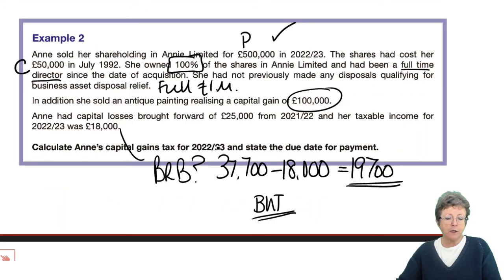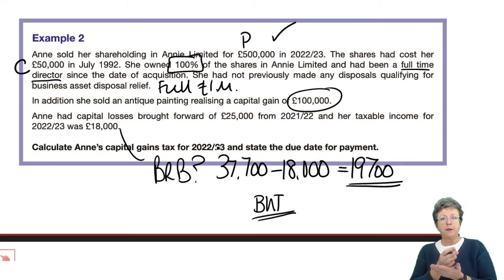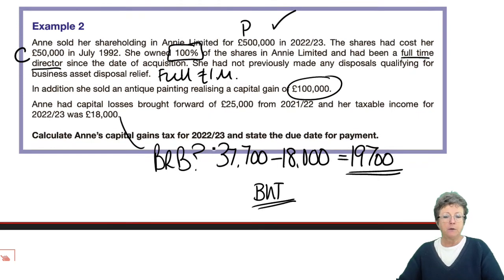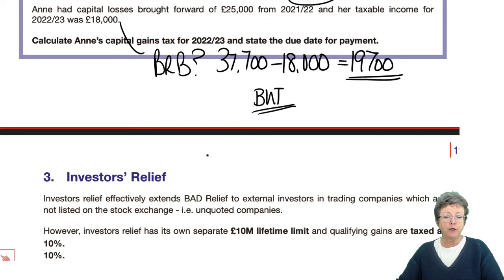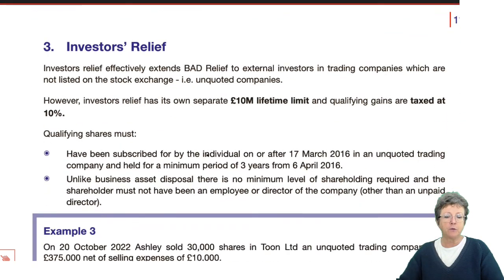So if you get a question like this one, where you've got assets that do qualify and assets that don't qualify, make sure you put them in separate columns and follow the pro forma down. Show all the rules that you've dealt with throughout that question.